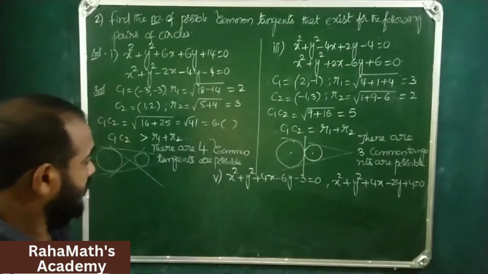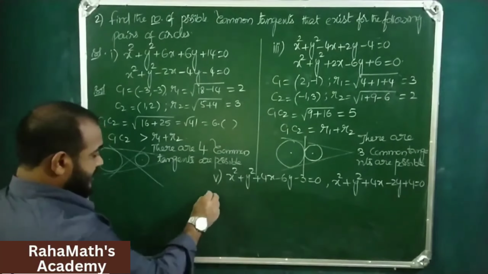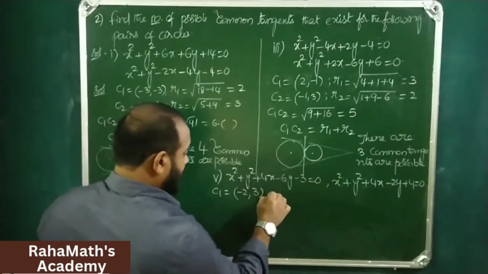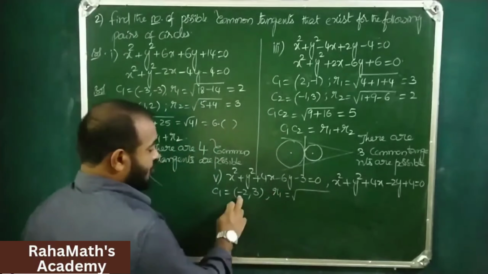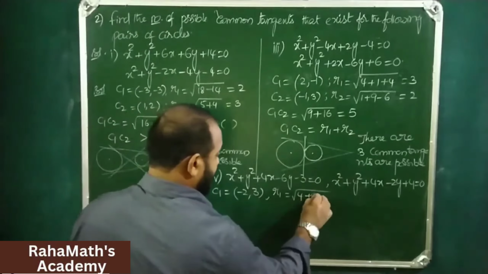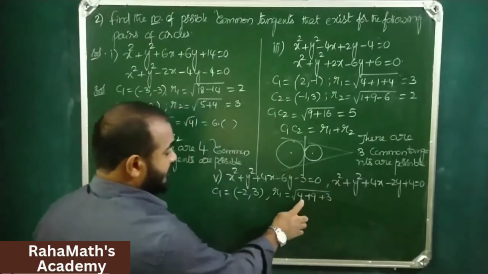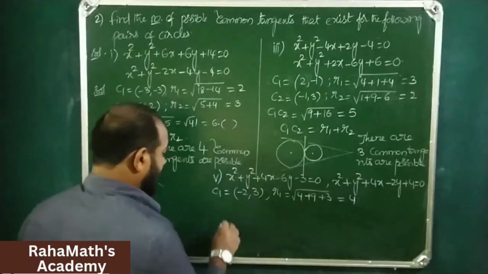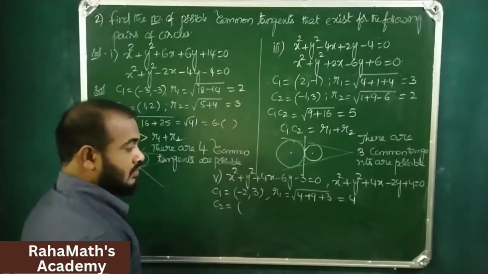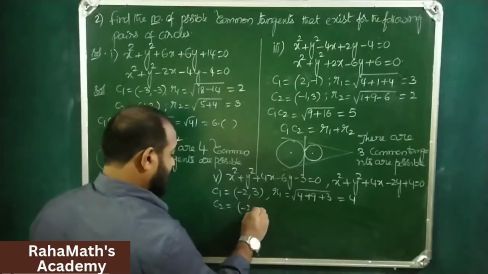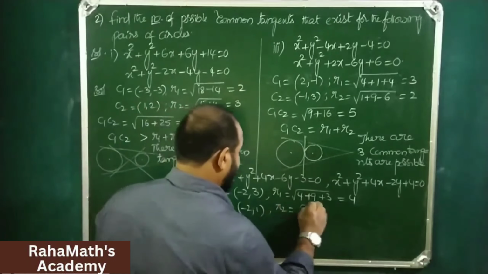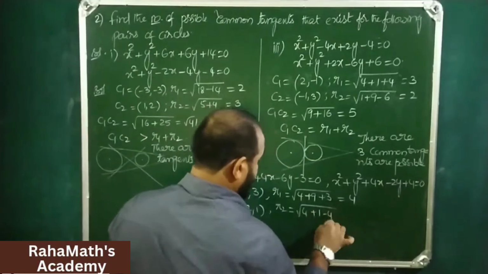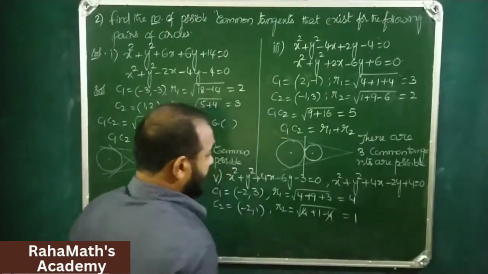Now, the fifth question. C1 is equal to (-2, 3). Radius R1 is the square root of 4 + 9 - (-3), that is 9 + 4, 13, 13 + 3, root 16, which is 4. C2 is equal to (-2, 1). R2 is equal to the square root of 4 + 1 - 4. So 4 gets cancelled. This is 1.